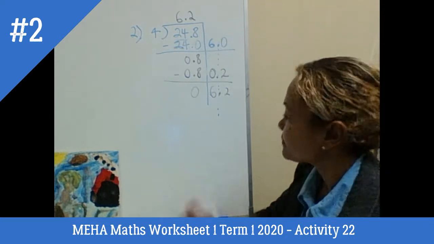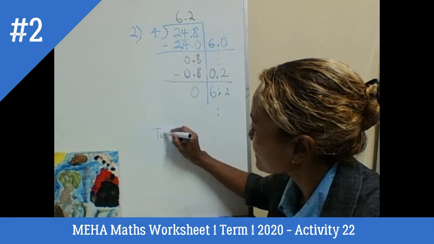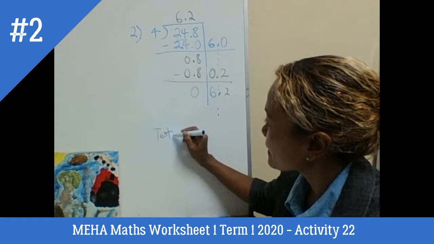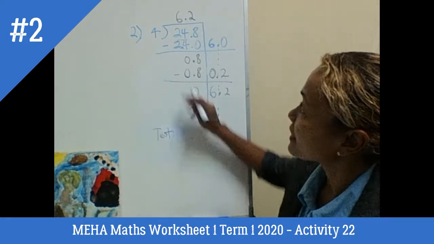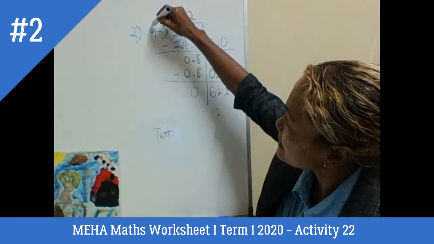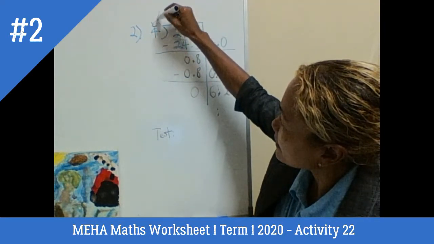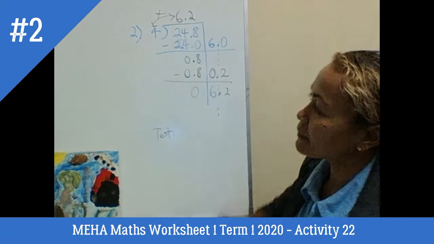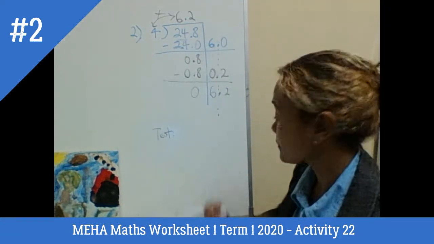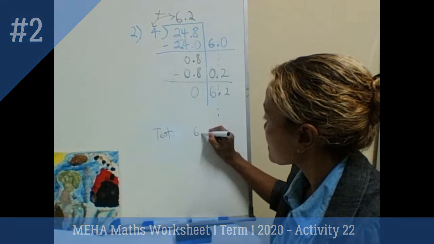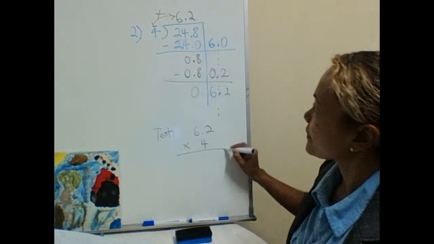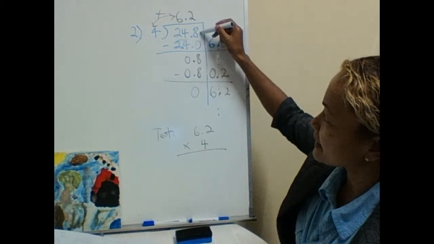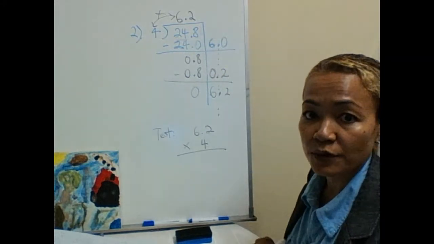You want to test it? Okay, quick test. Test is always easier than working this out because it's much faster to do multiplication. So the test will be this. 4 multiplied by the 6.2. 6.2 multiplied by 4. And we're looking to see whether we'll get the number that we started out with, the 24.8.